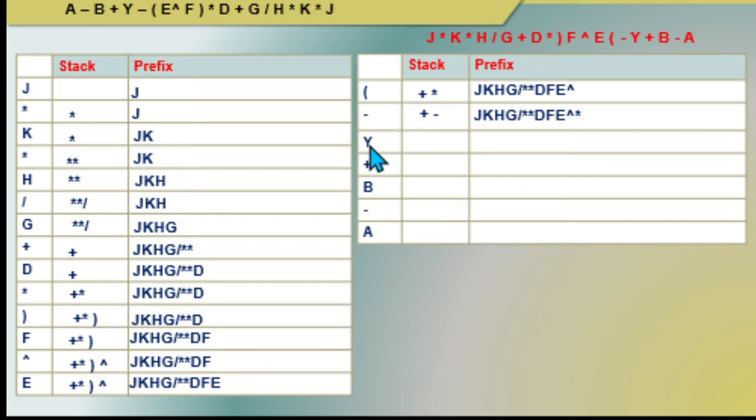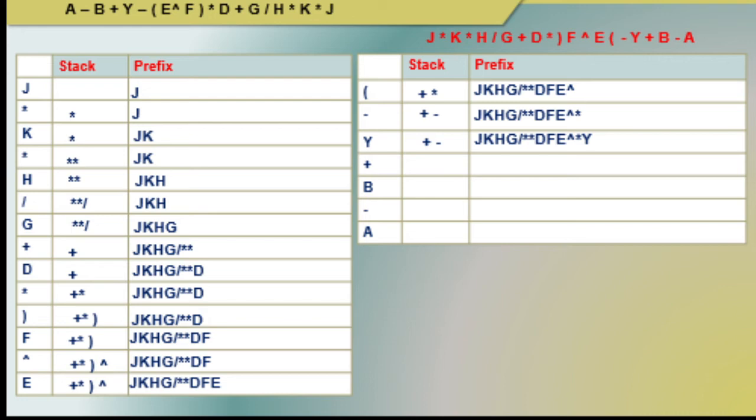It is an operand, so we must write it in our output. The contents of the stack are still our addition and subtraction operator. And our output now is J, K, H, G, division operator, our two multiplication operators, D, F, E, exponent symbol, multiplication operator, and Y operand.